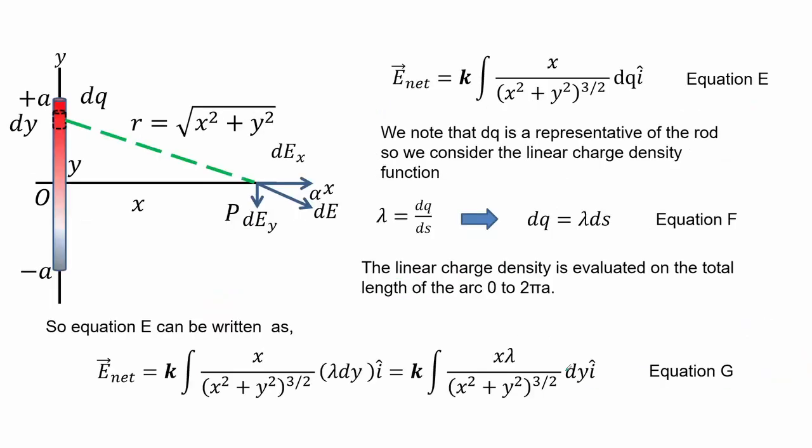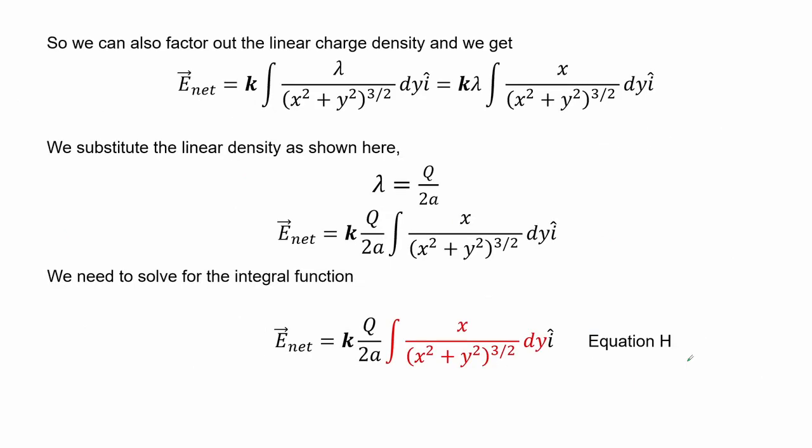We note that dq is a representative of the rod, so we consider the linear charge density function as shown by equation F. The linear charge density is evaluated on the total length of the rod, from 0 to 2a. So equation E can be written as equation G. We can also factor out the linear charge density, and we arrive at the solution for the net electric field at point P as shown by the equation here.